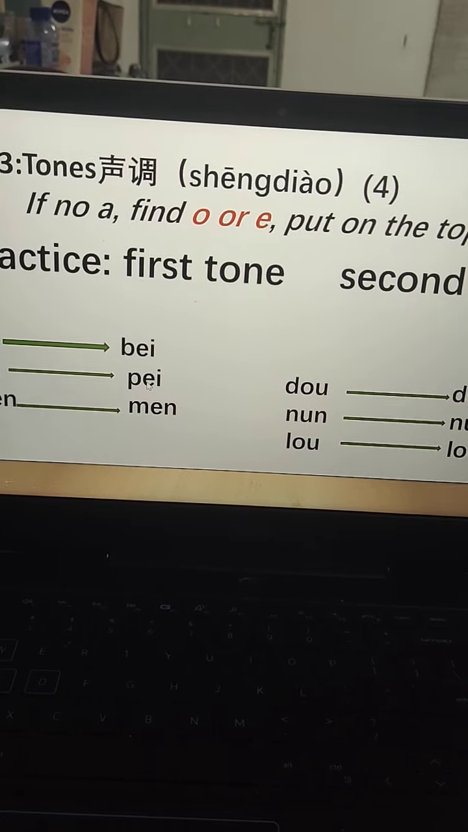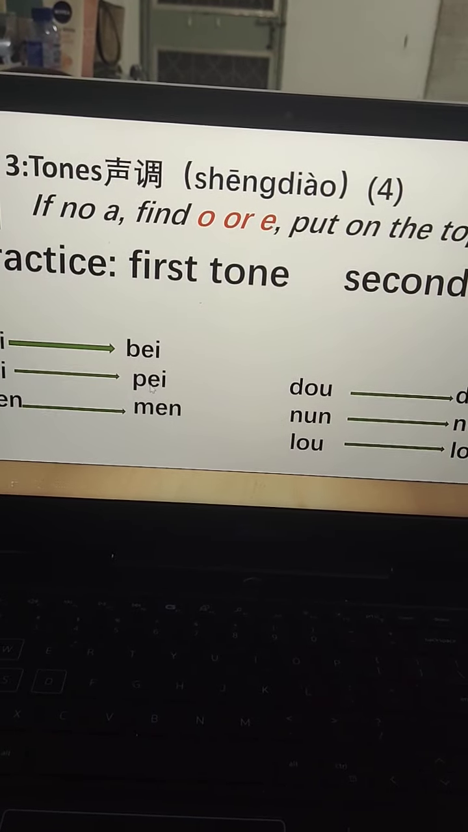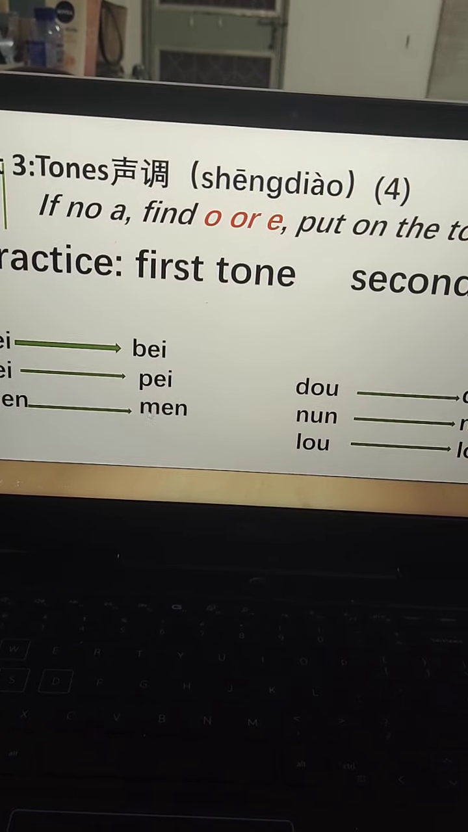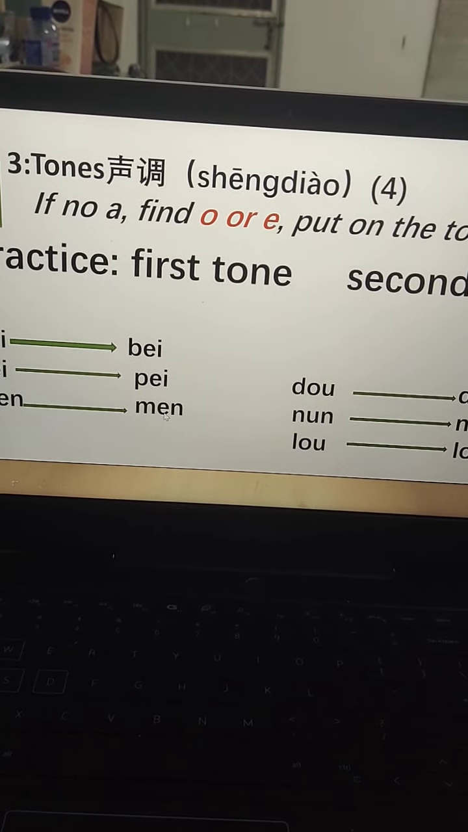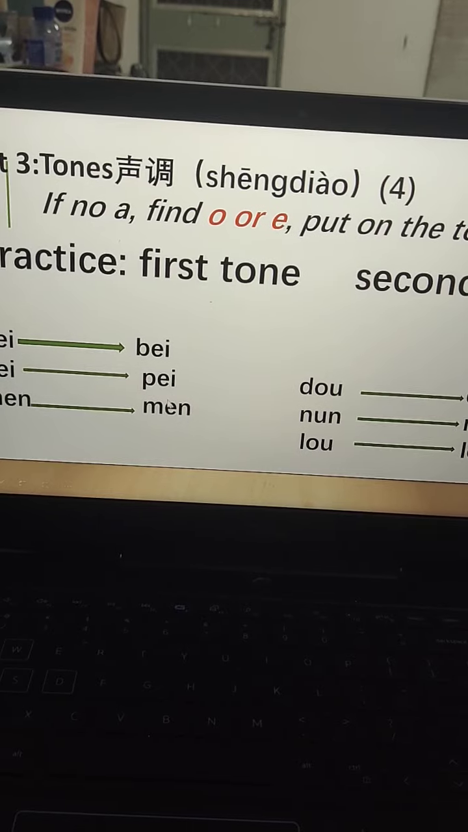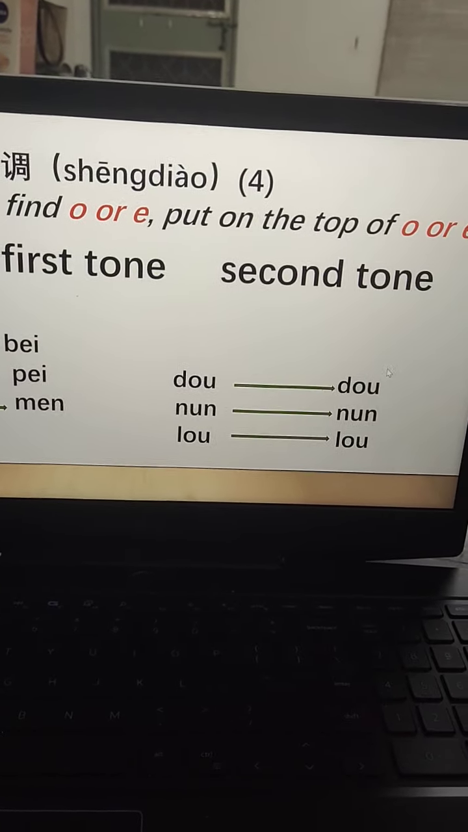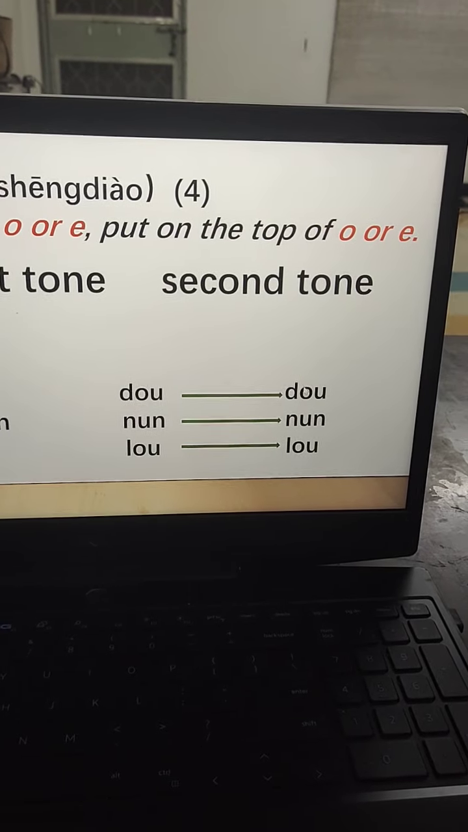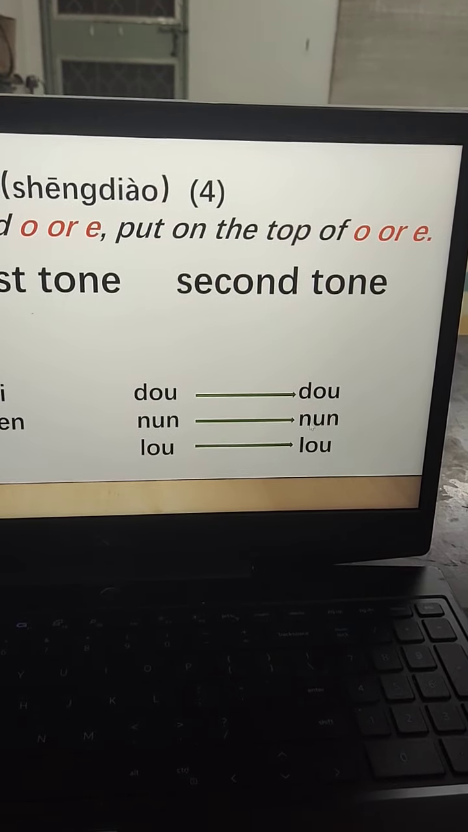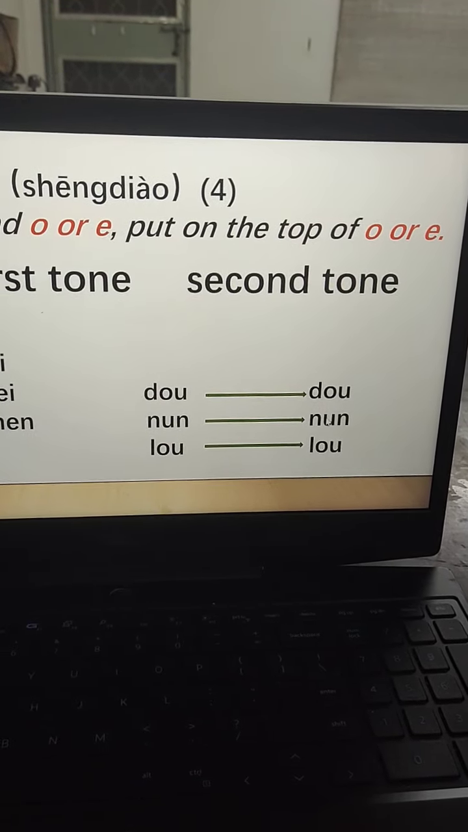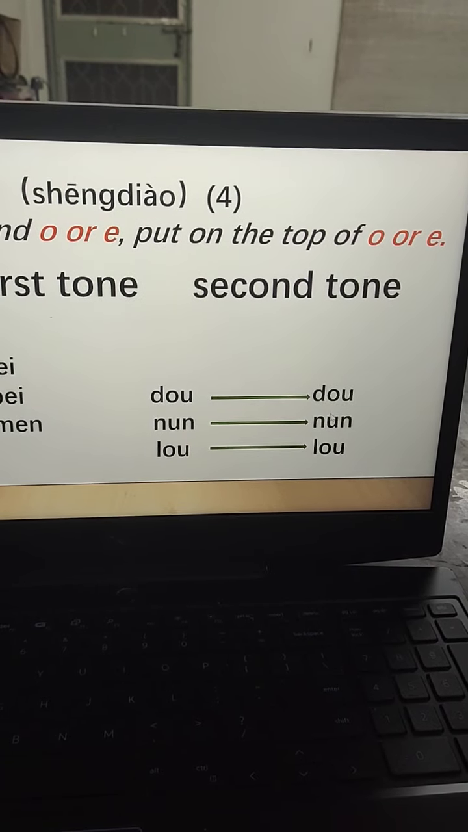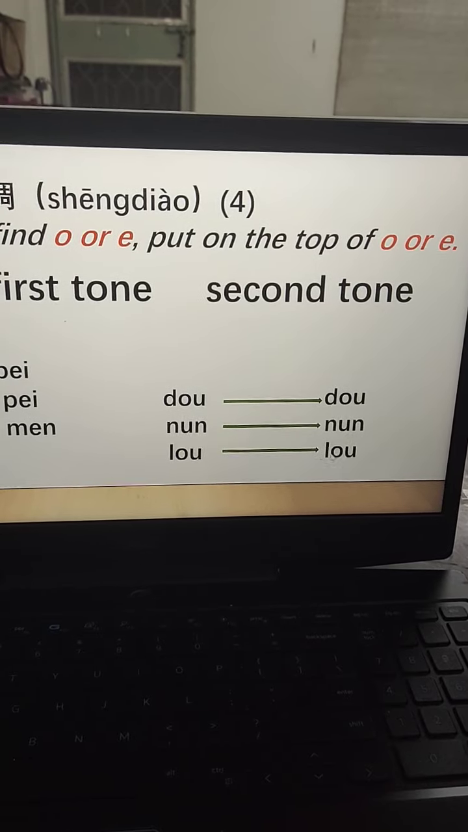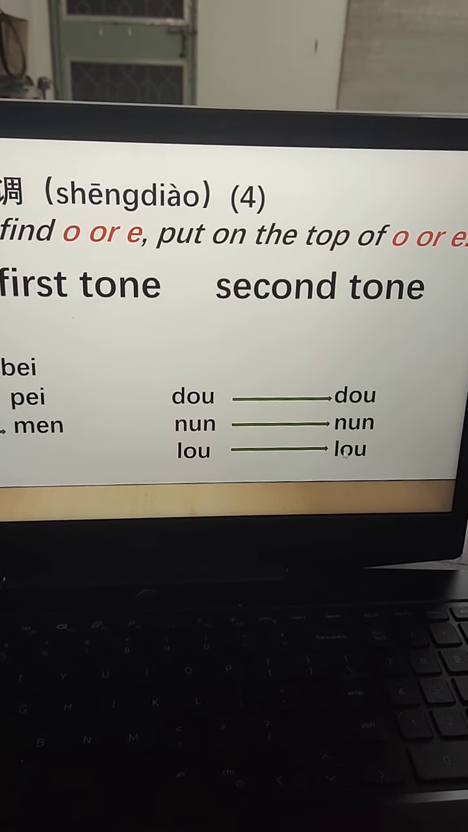How about this one? Did you see a? No. So here has e, right? So put it on the top of e. Did you see a? No. Did you see o? No. So only e, you put it on the top of e. How about this one? Did you see a? No. You see o, right? So you put it on the o. Did you see a? No. You see wu. Okay. Did you see a? No. You see o. So you put it on the o.